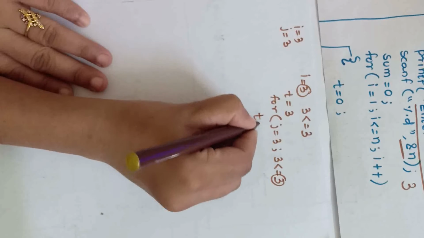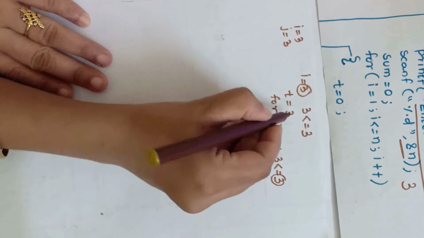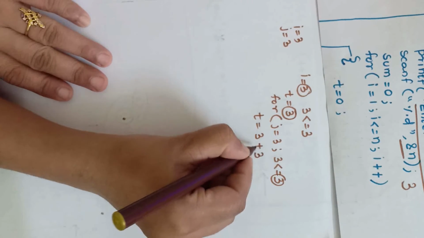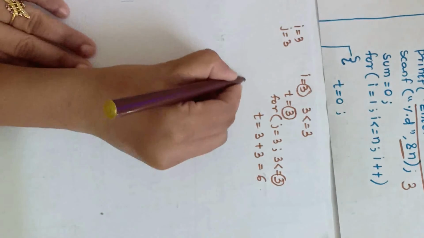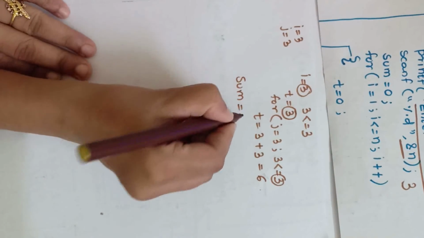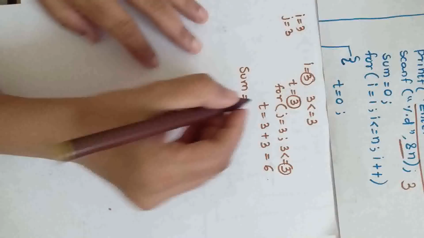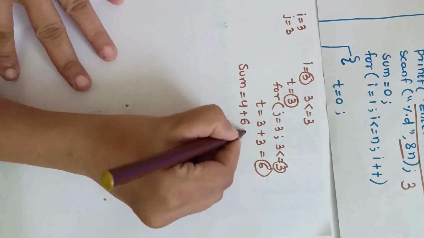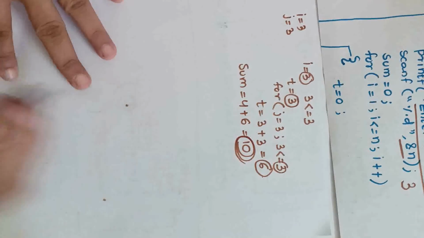Okay, so next is t equals 3 plus 3. Before this, the value of t equals 3 and the value of j equals 3. So 3 plus 3 equals what? 6. So now sum equals, what is the value of sum here? 4. Okay, so now here I write sum equals 4 plus, what is the value of t? 6, equals 10. So now this is our output that we display on our screen.